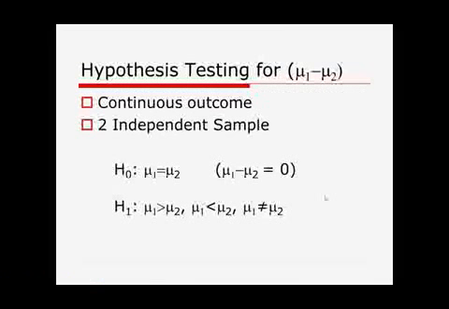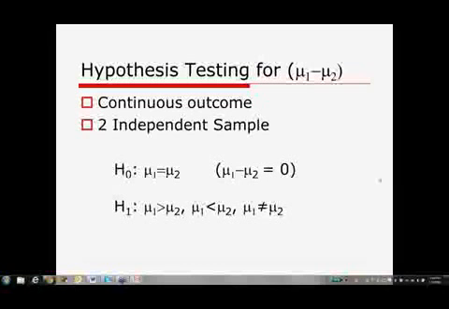So when we're doing hypothesis testing for two physically separate groups and our outcome is continuous, we want to compare means. So the null hypothesis is that the two means are equal, or another way to say that same thing is that the difference in means is 0. Those are saying the same thing.